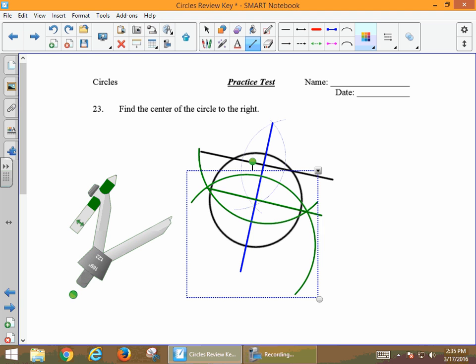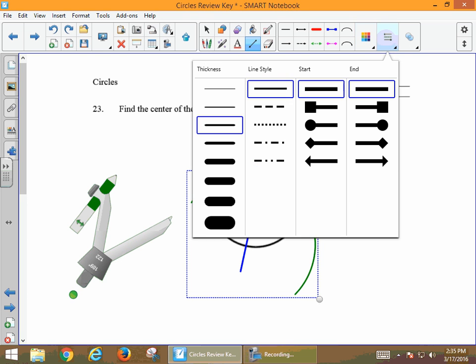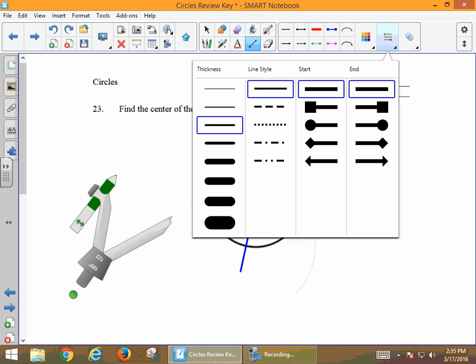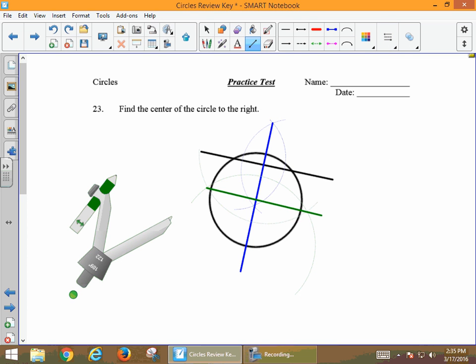So again, let me dim these things down a little. So you can see where my two diameters intersect. This is the center of my circle. Now, I will warn you on the test.